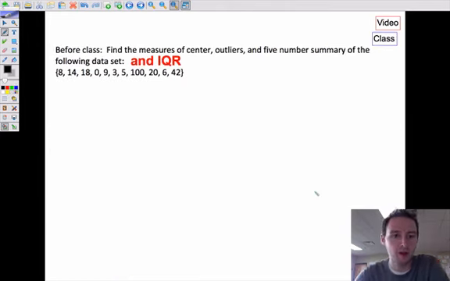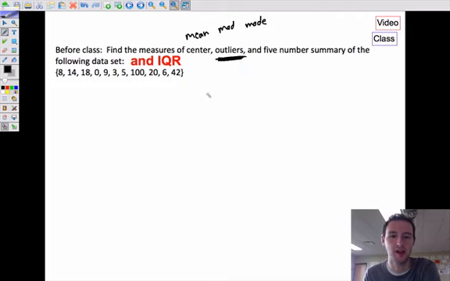Before class, here is a data set. We don't know what the variables are. Quite honestly, it doesn't matter. But go ahead and find the 5-number summary, as well as the mean, median, mode, and any possible outliers that you think could be in this data set. So take down the mean, median, mode, talk about any possible outliers, and do the 5-number summary as well as the IQR.